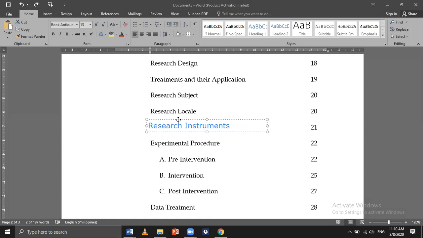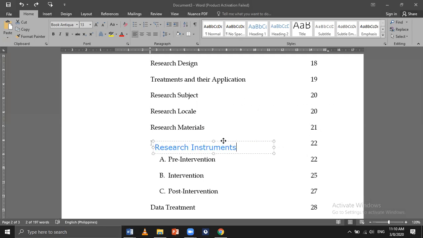Next, if you are doing experimental quantitative research, you have the experimental procedures. However, if you are doing non-experimental quantitative research, you have to change the experimental procedures into data gathering procedures. And then you can remove the pre-intervention, intervention, and post-intervention.